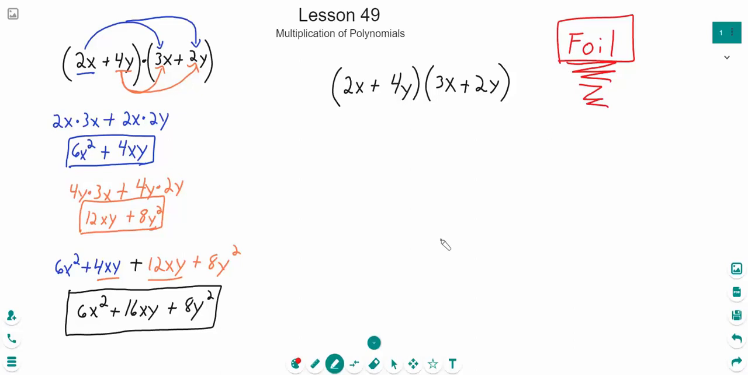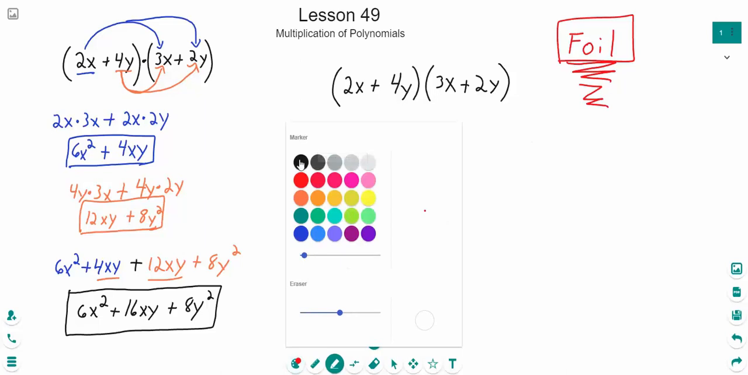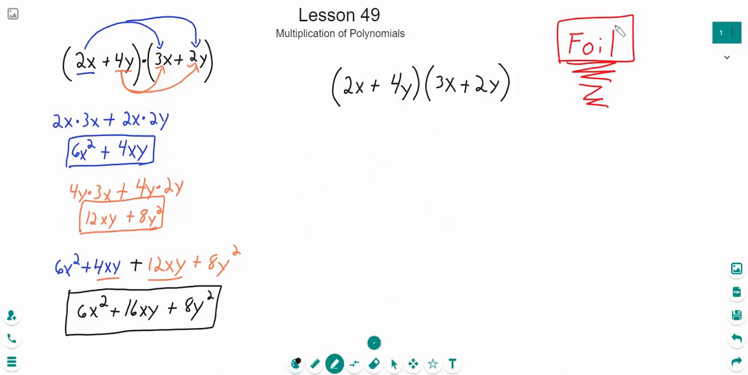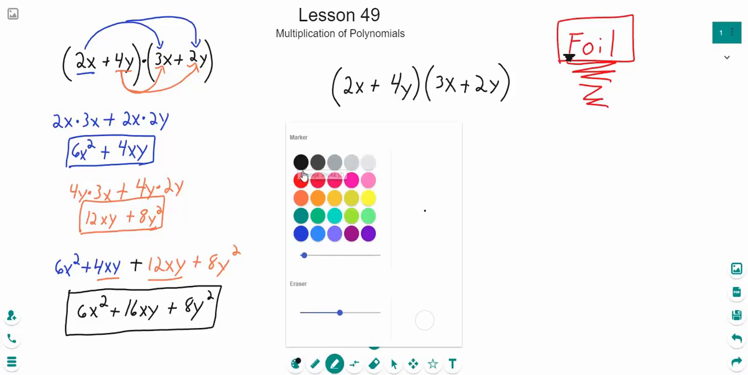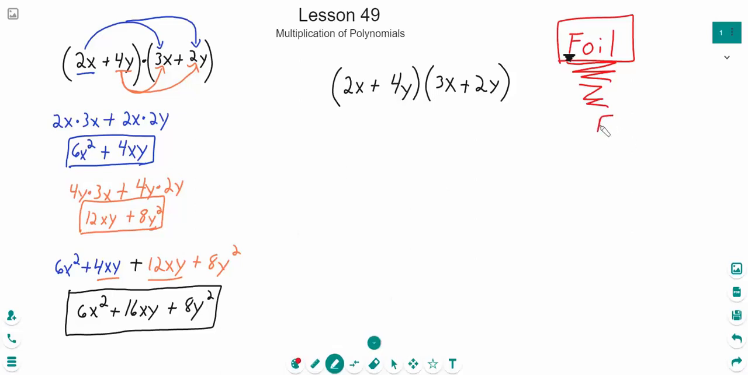Okay? So the way FOIL works is we are going to do a process here, and the letters that form the word FOIL are going to tell us what to do. It's a way to remember things. So the first letter of FOIL is an F. Okay? F, and maybe I'll write this over here, and maybe we'll do this in red so it matches. F stands for first.